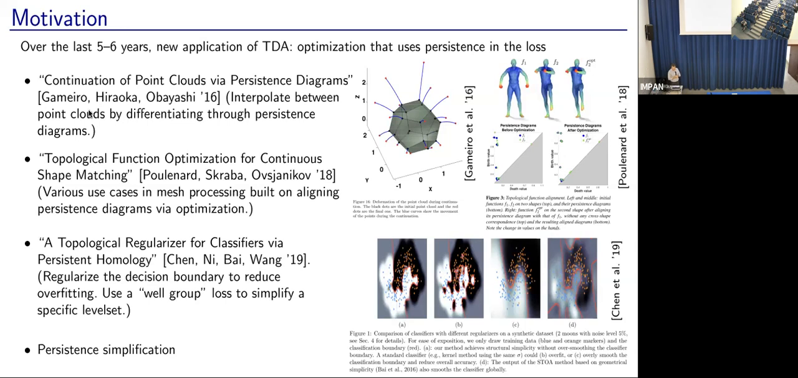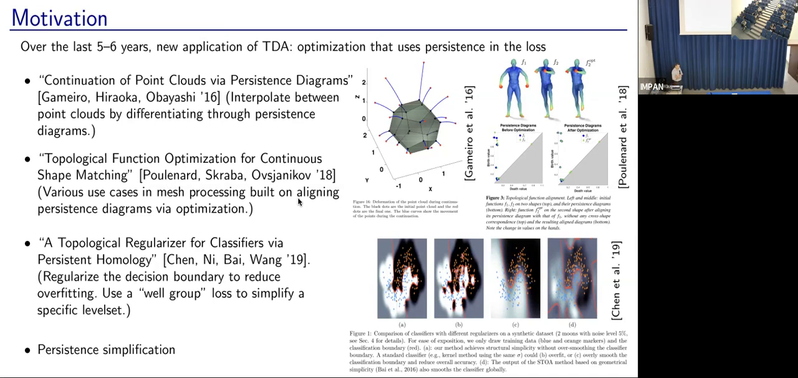It's a little bit tricky to trace who introduced this first. As far as I can tell, these three papers introduced this idea independently. The first one was from 2016 by Gameiro, Hiraoka, and Obayashi. They interpolate between point clouds by taking the persistence diagram of one point cloud and of another, moving the points in the diagram from one to the other, and then backpropagating this to the data to interpolate in the point cloud.